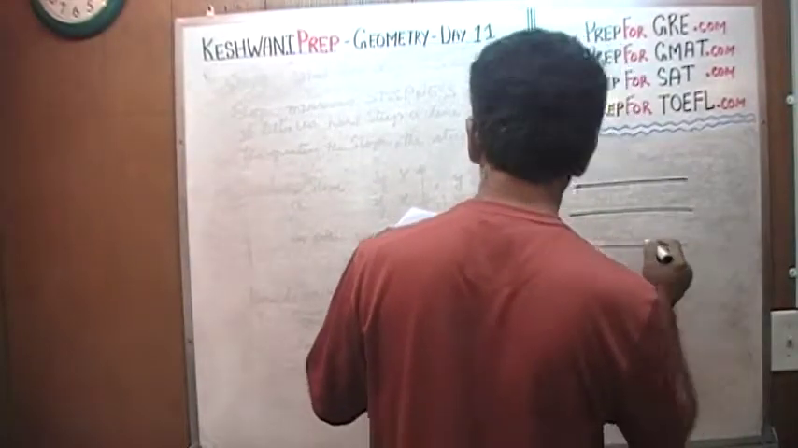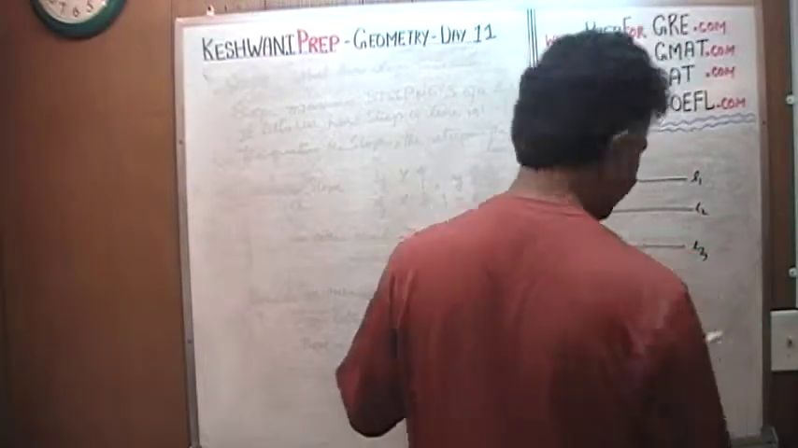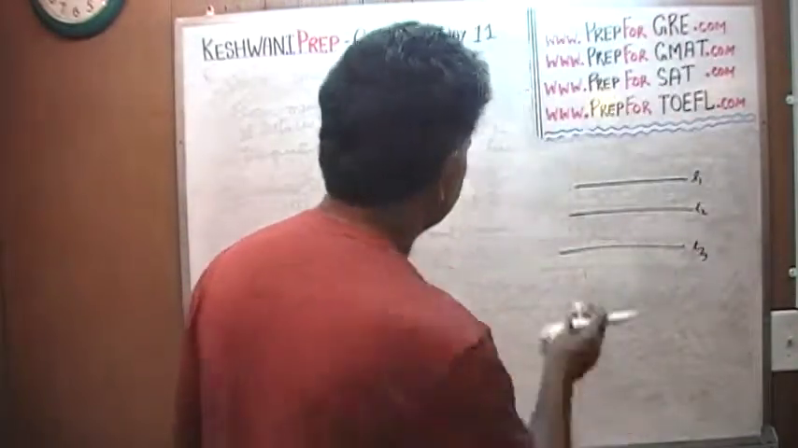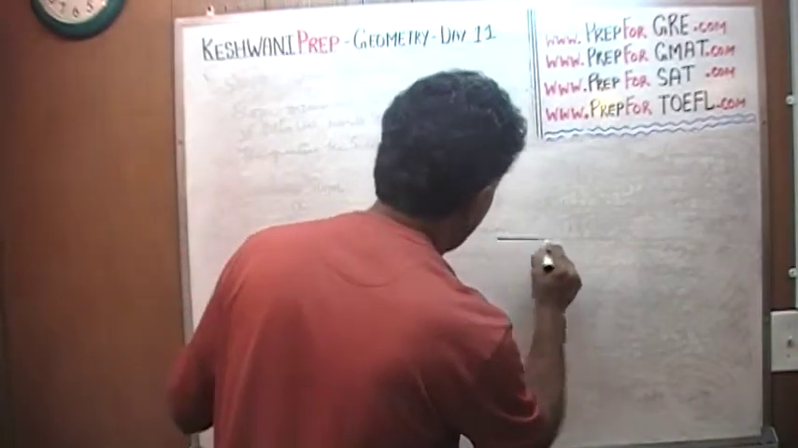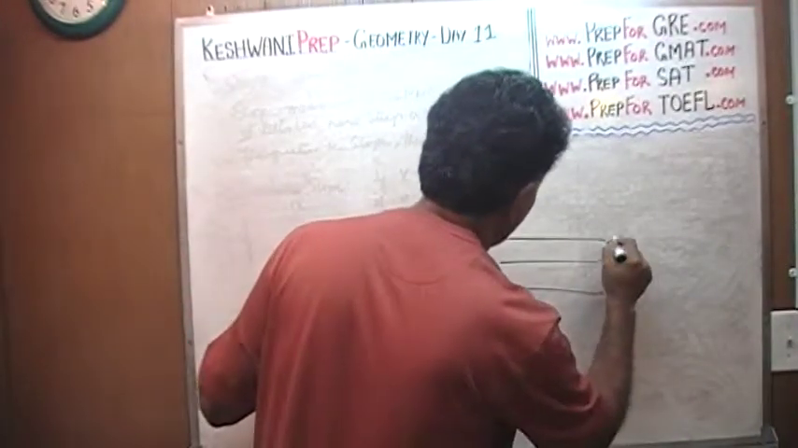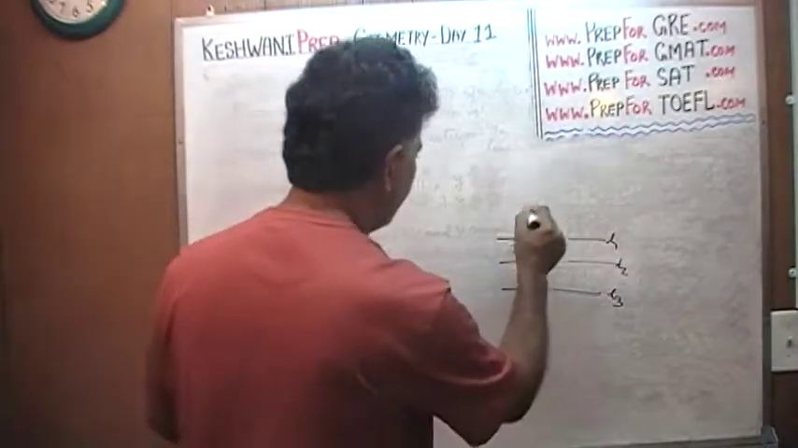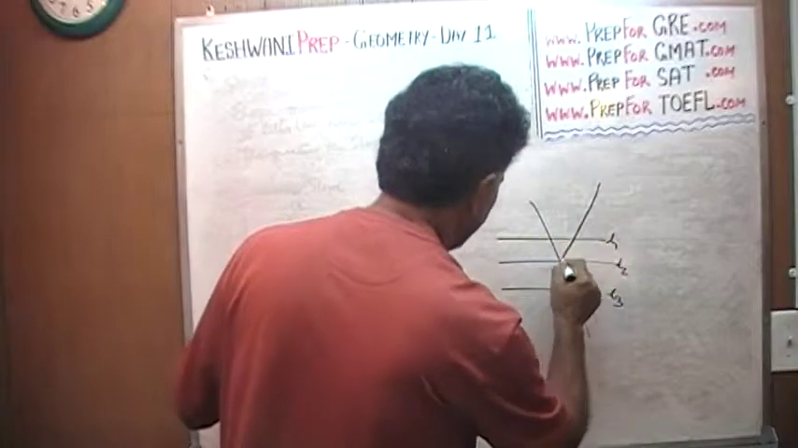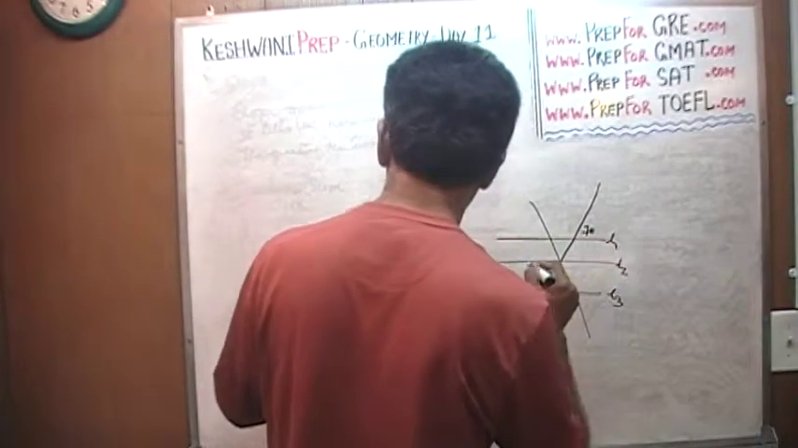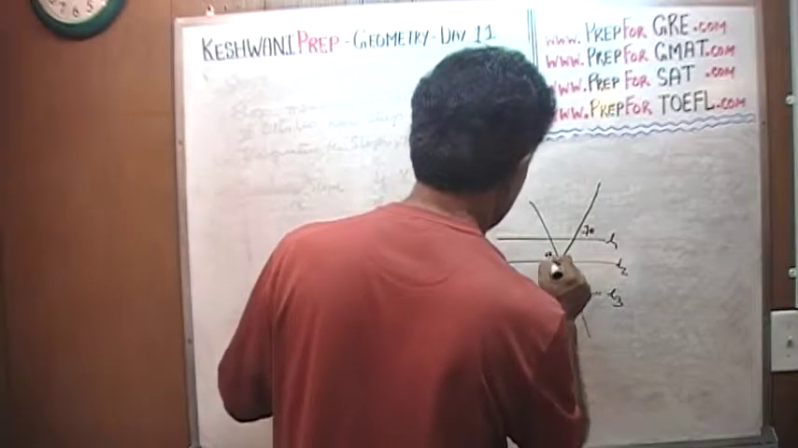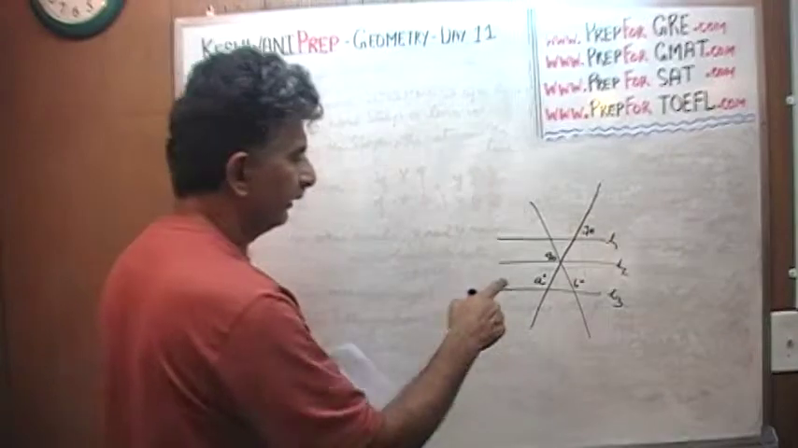We are given three lines. Let's call them L1, L2, and L3. Or better yet, let's put them here. You will see in a second why. We're given three lines, and they are intersected by these two lines. We are told that this is 70, and this is 40, and this is A, and this is B. This is A degrees, this is B degrees.